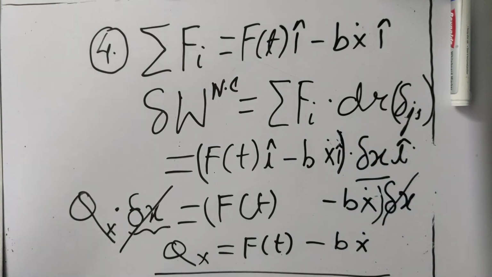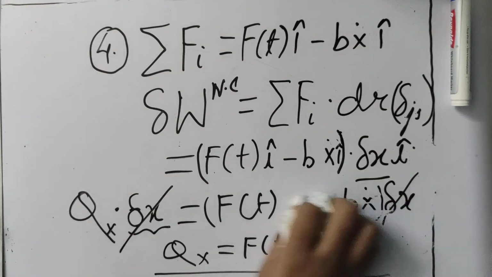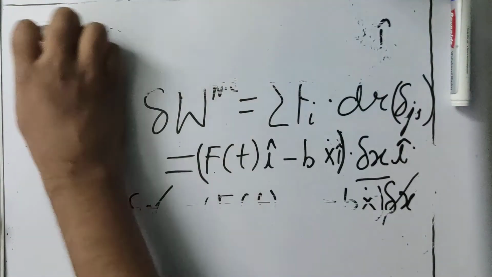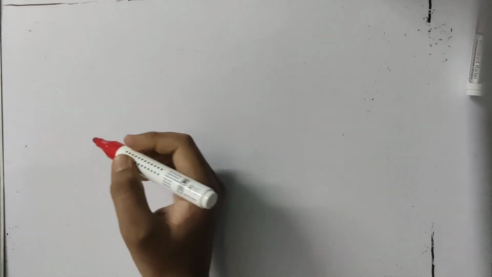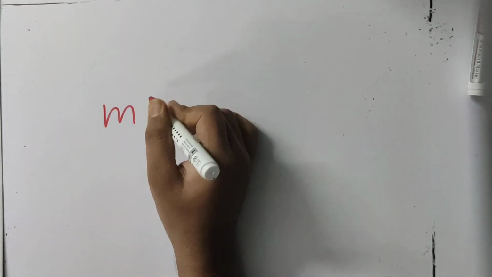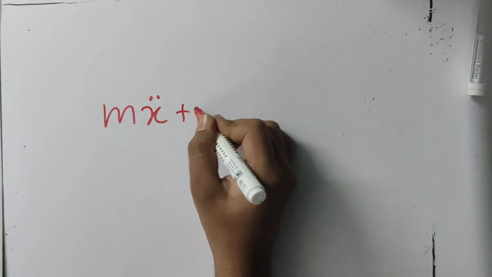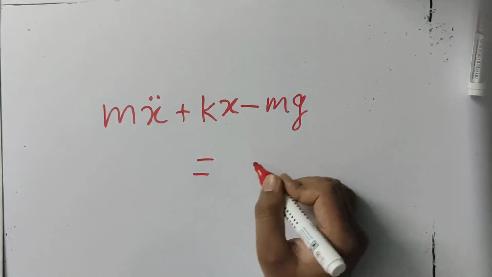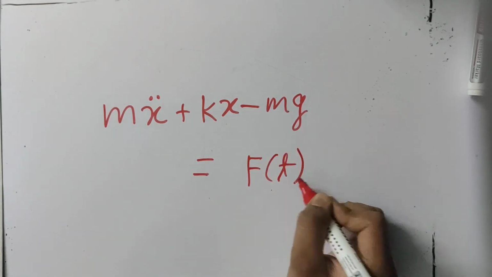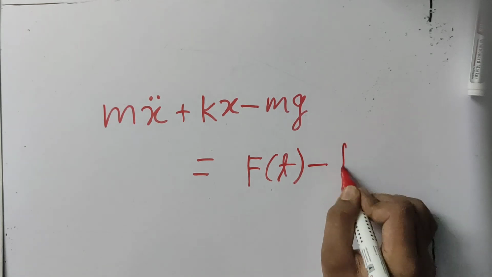Now this is the Qx, so you just simply equate LHS and RHS to get the equation of motion of this type of system. And in this case, the equation of motion turns out to be rather very simple, which was anticipated from Newton's laws. So what's that? m x double dot plus kx minus mg is equal to our RHS, some oscillatory external force minus b x dot.